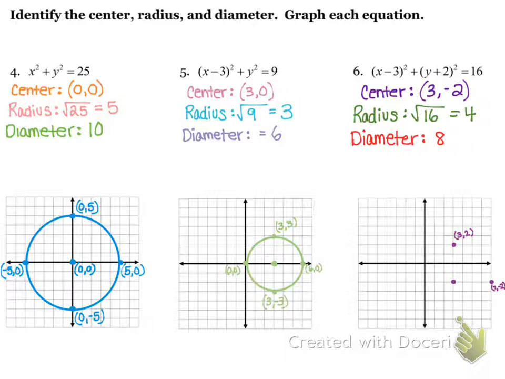Next to it, -1, -2. And then below it, I have a point of 3, -6. And once again, my diameter is a value of 8. So this is how we graph circles.